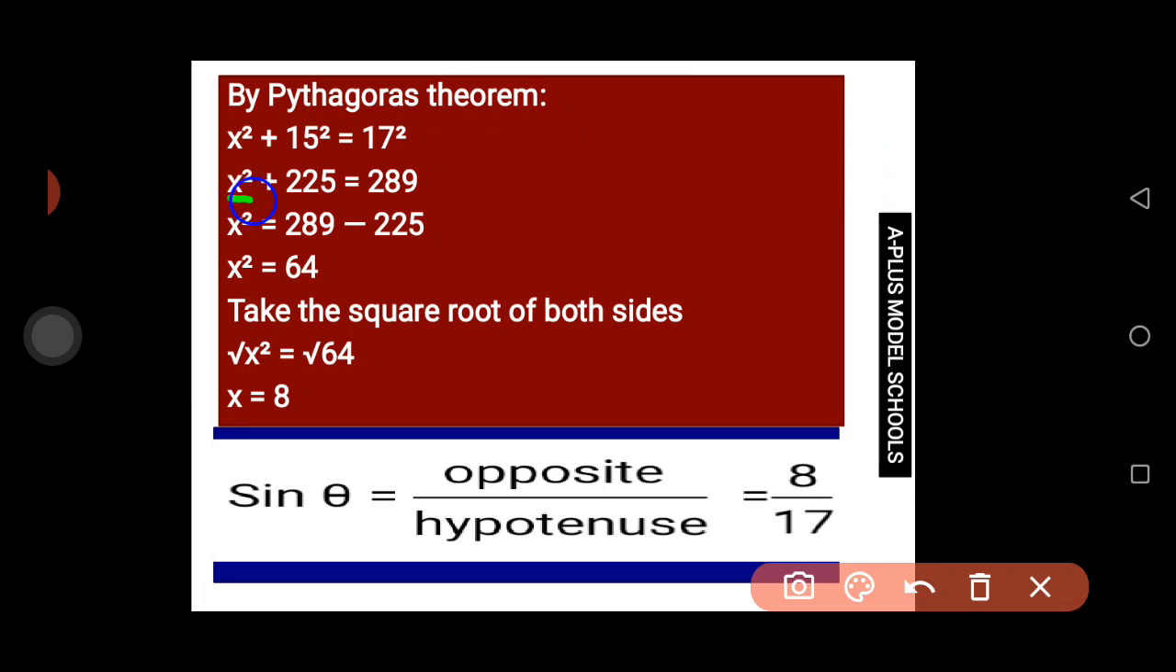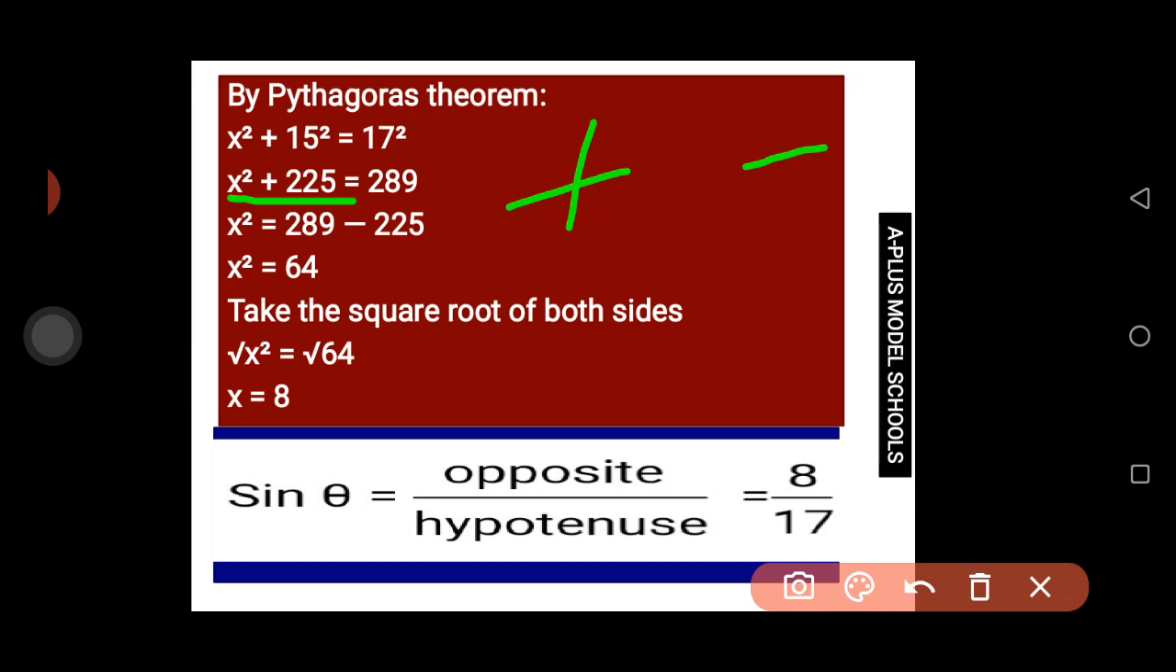Then I'm bringing the 225 from the left-hand side to the right-hand side. When you bring a number across the equal sign, the sign changes to the opposite sign, and the opposite of plus is minus. So plus 225 changes to minus 225 on the other side. When you subtract 225 from 289, that gives you 64. So x squared is equal to 64.